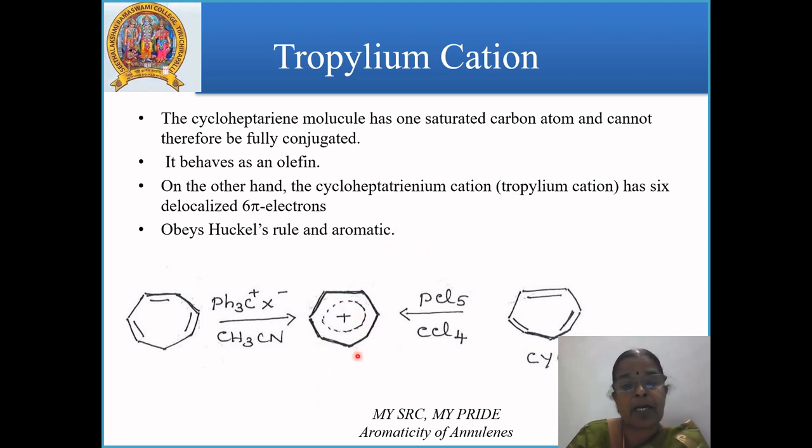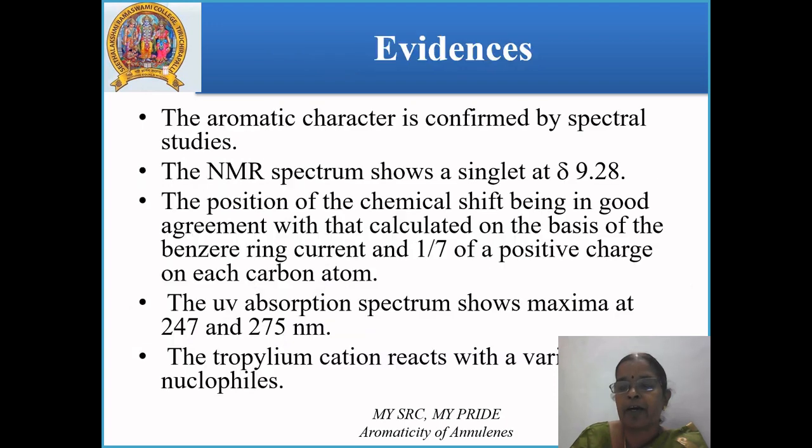The ring system contains 6 pi electrons and 1 positive charge. So, a delocalized 6 pi electron system. Cycloheptatrienium cation has 6 delocalized pi electrons, so it obeys Huckel's rule and is aromatic in nature. From cycloheptatriene, by 2 methods, cycloheptatrienium cation can be prepared, which is otherwise named tropylium cation.